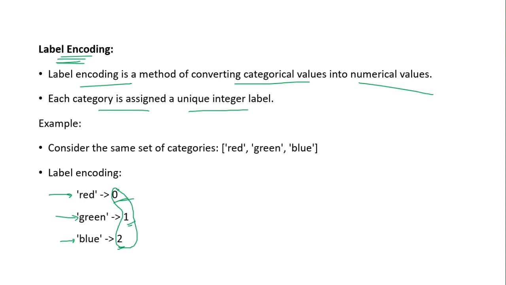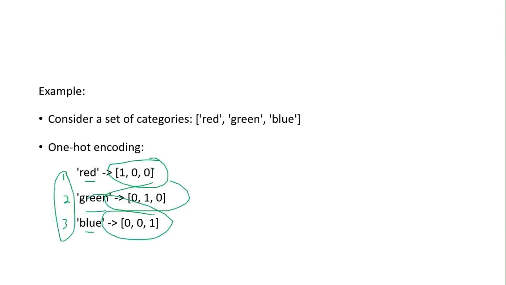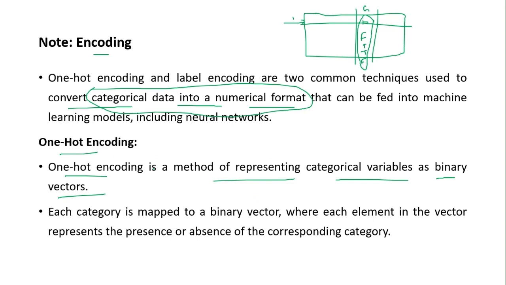That's all. We can use them interchangeably, but the label encoder will give better results if there is a relationship between the categorical variables, or if there is a meaningful order among the categorical variables. We can use this label encoder. So these are the two types of encodings. Actually, this is quite simple. No need to worry about this.